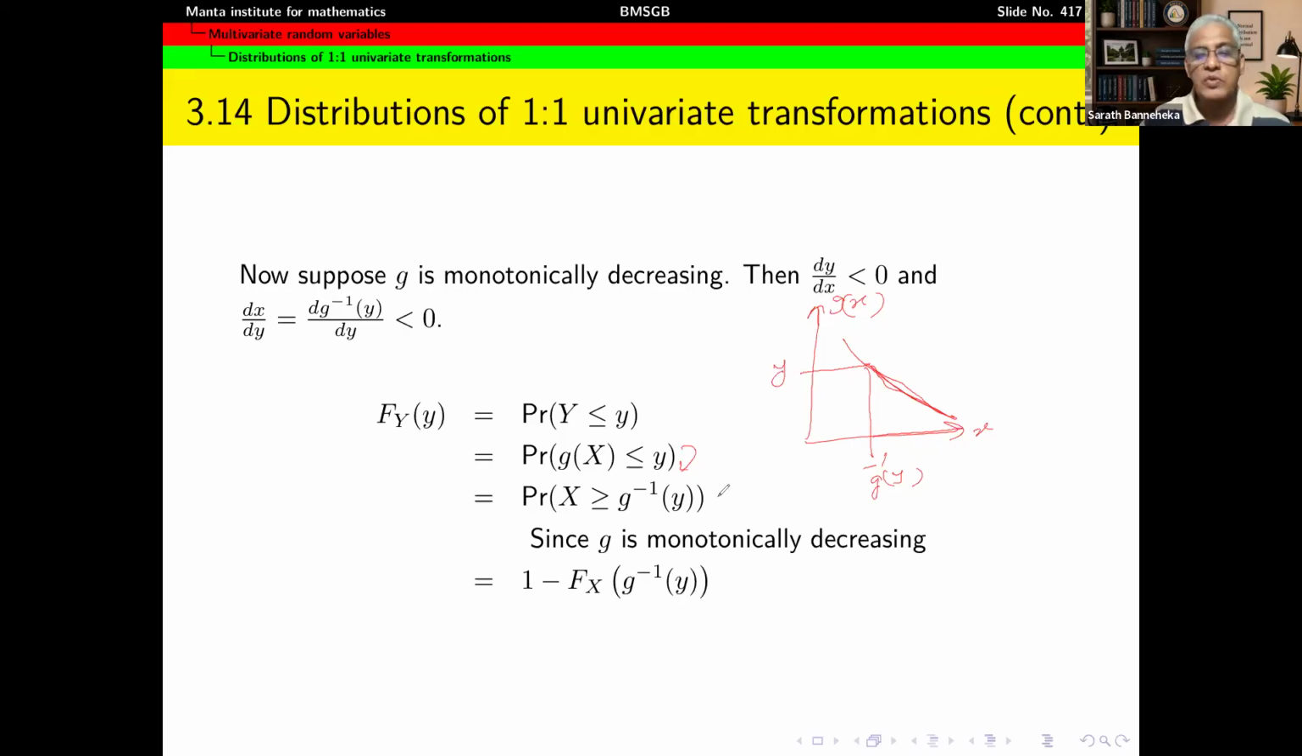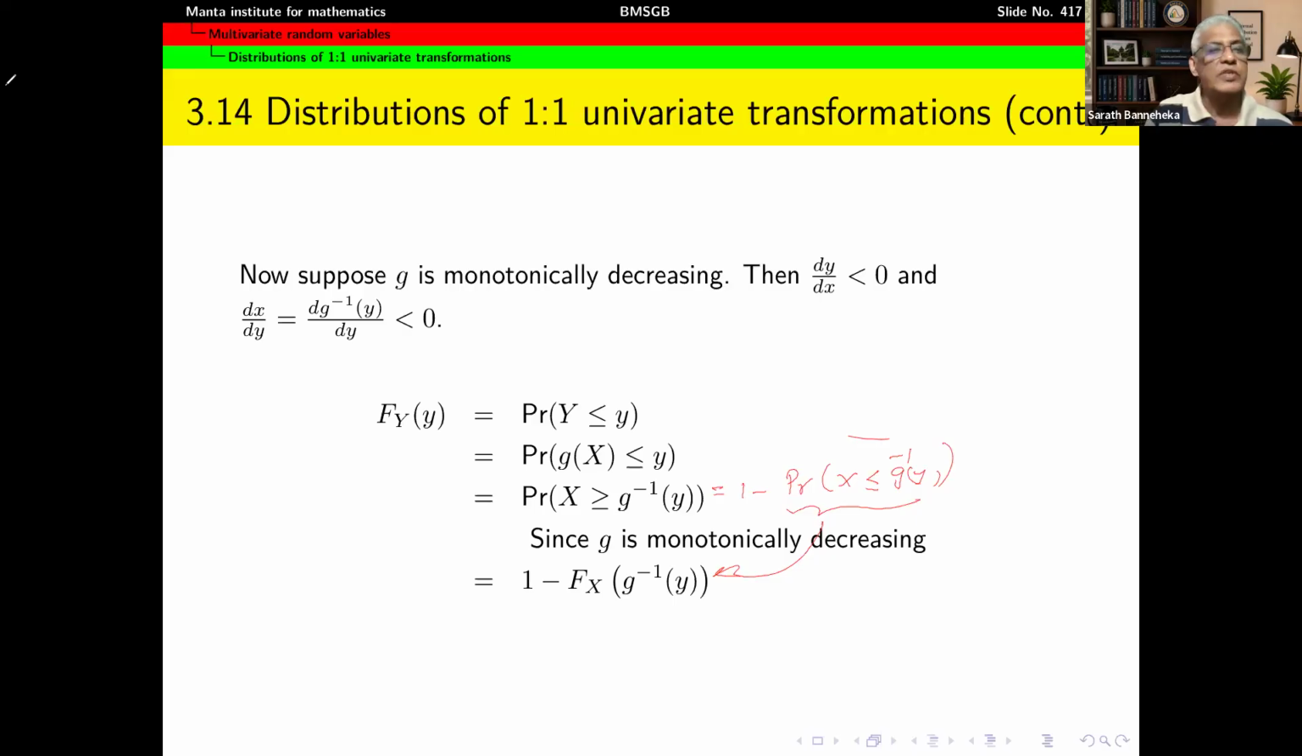Right? But now this one is equal to 1 minus the probability X less than or equal to g inverse y. You can still have the equal sign because these are continuous random variables. So this one is actually the cumulative distribution function of X evaluated at g inverse y. So that's why we have 1 minus that expression.